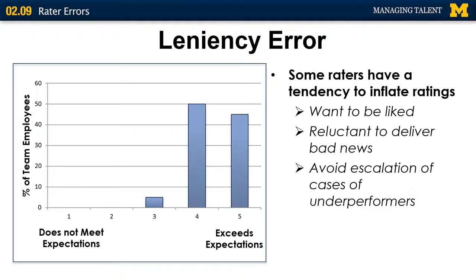Leniency error is a situation when some raters have a tendency to inflate ratings. We want to be liked, and we're reluctant to deliver bad news. So I'm going to inflate everybody's ratings. I'm going to give everybody high scores because in this case, I'm happy. I don't have to deliver bad news. You're happy because you're receiving only good news. And we often have a very happy and a very dysfunctional team. Distributionally, you can see that in this case, ratings are skewed to the right.